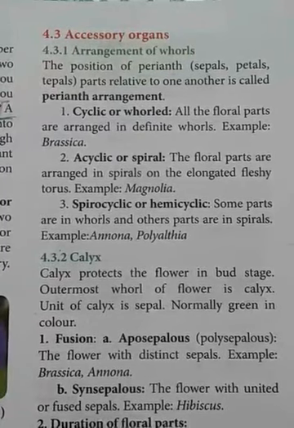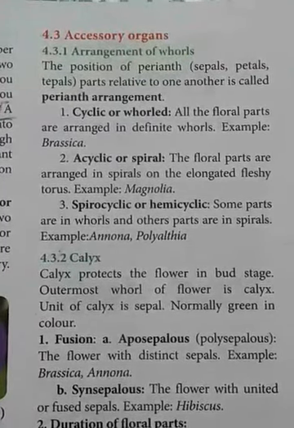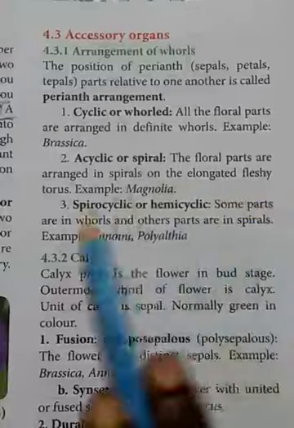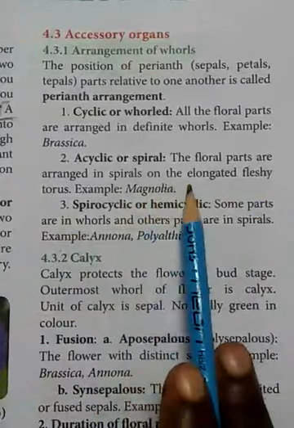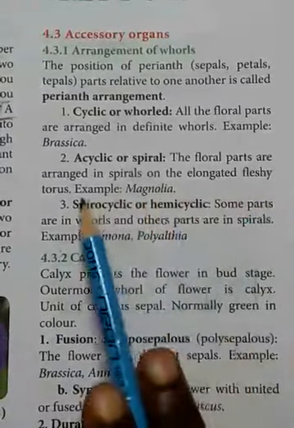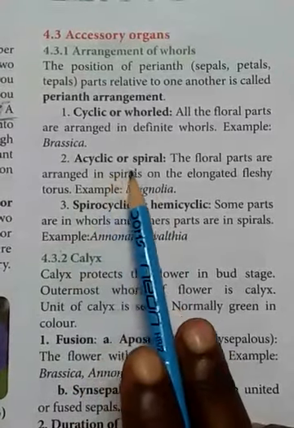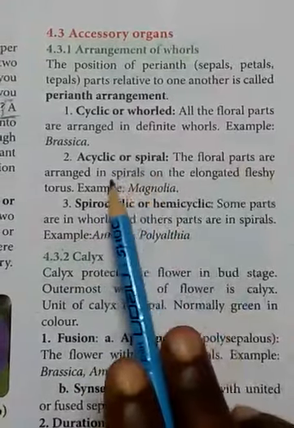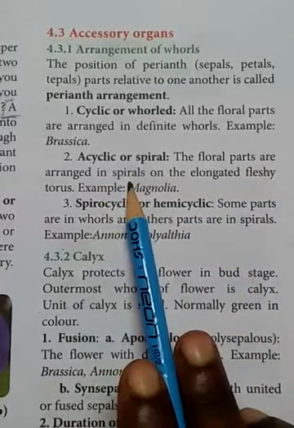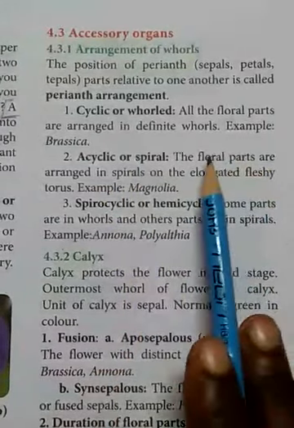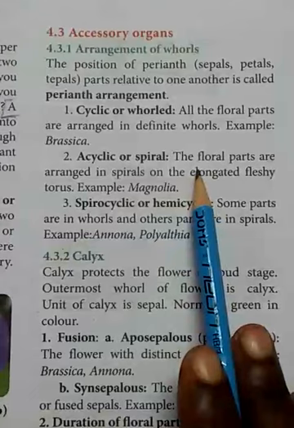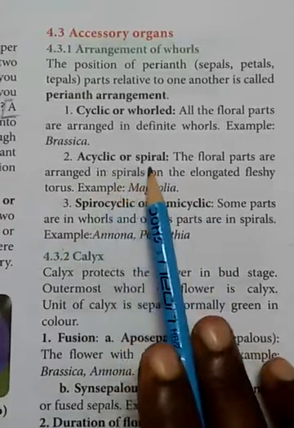Next is the acyclic or spiral. The floral parts are arranged in spirals or on an elongated fleshy torus. Example, Magnolia. So acyclic or spiral, the floral parts are arranged in a spiral form.